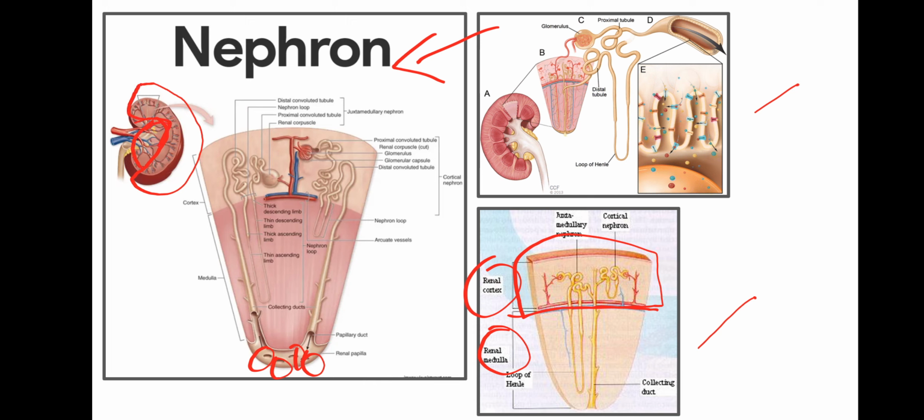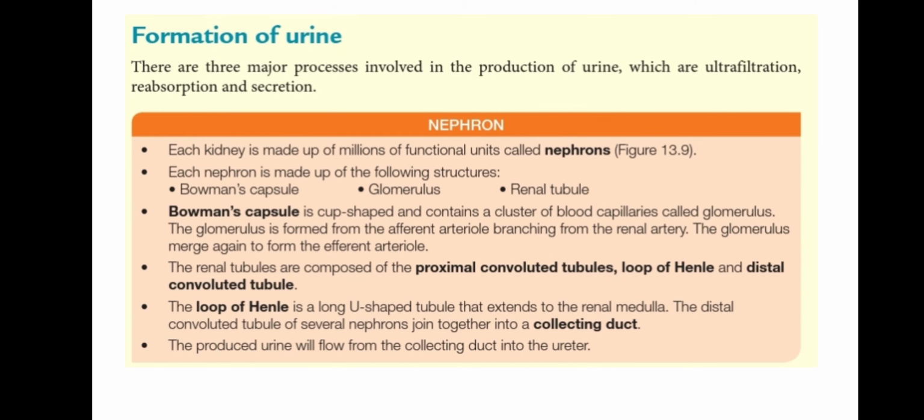Okay, next one. These are the formation of urine. Formation of urine basically involves three major processes: first ultrafiltration, as I said, then reabsorption, and then secretion. Secretion I haven't mentioned, so later we will see what it is. So firstly, we look at the nephron.